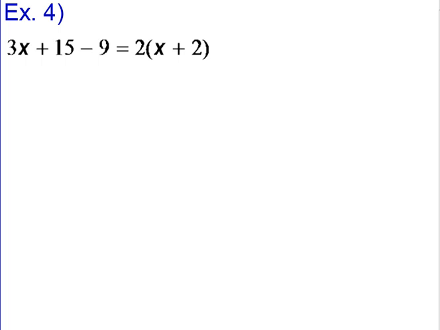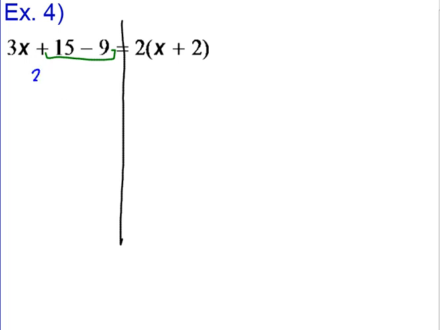Here we have 3x plus 15 minus 9 is equal to 2 times x plus 2. Let's separate our sides and take a look at what's going on. Here we have three terms on the left side, so we need to combine like terms. This 15 minus 9 needs to go together.